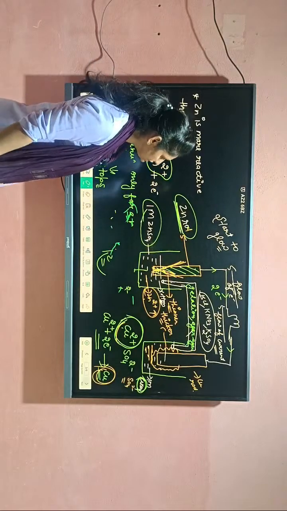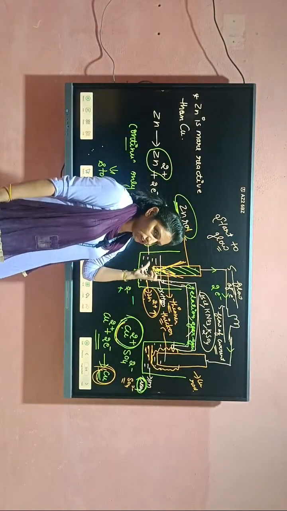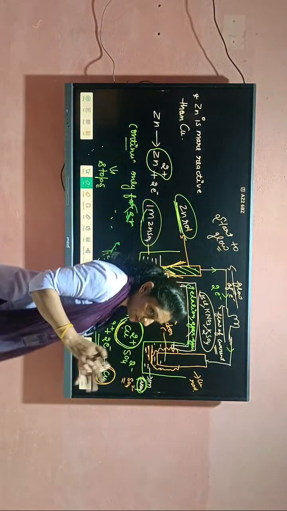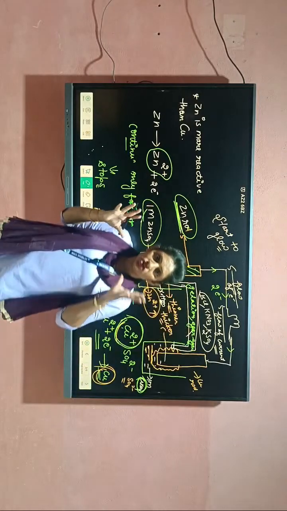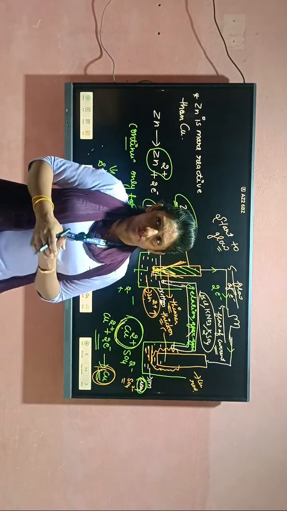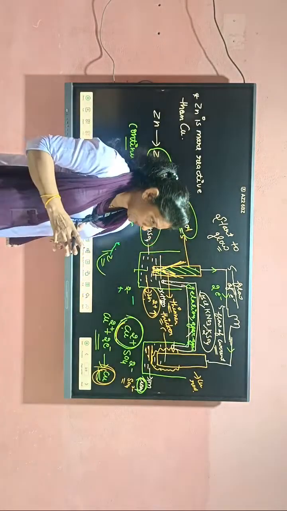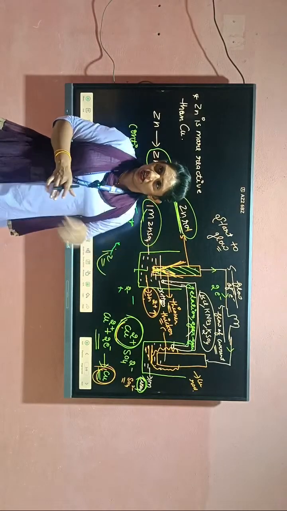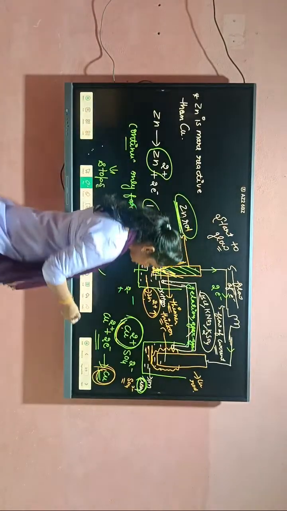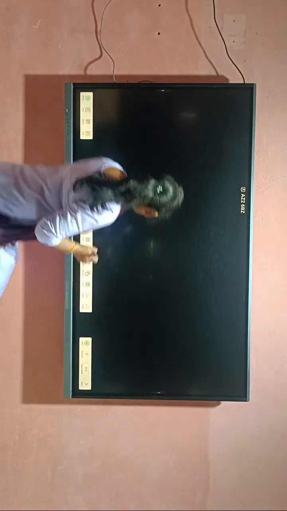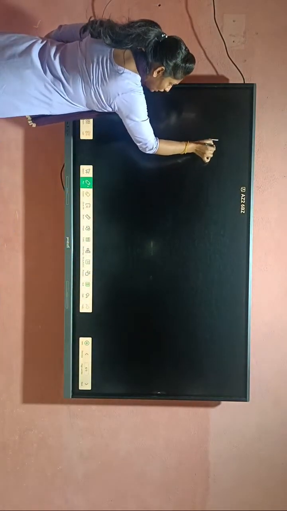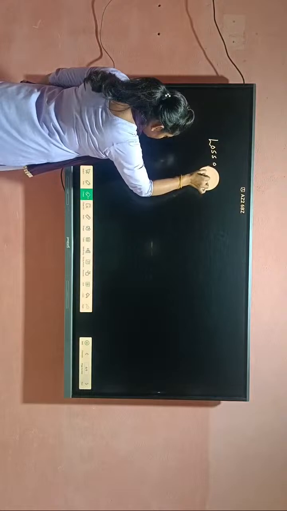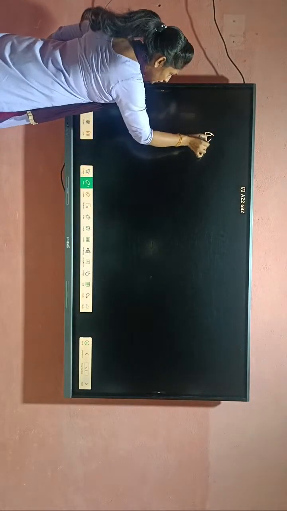Now students, we will see which one is anode and which one is the cathode here. Now you have understood all about the construction and working also. Now students, see here, this zinc is losing electrons. So students, loss of electrons is known as oxidation. You know very well now. Oxidation.